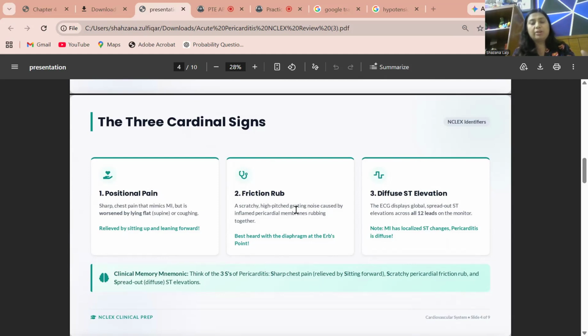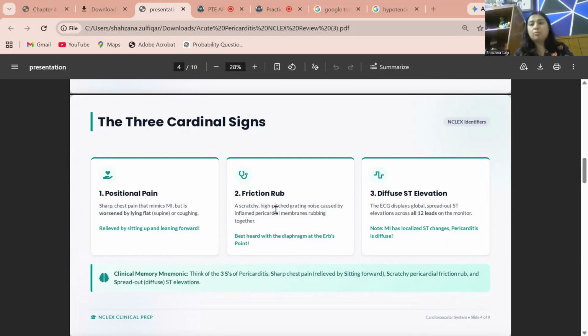The second most important sign is friction rub. When the nurse listens with the stethoscope, the main heart sound that a nurse can recognize is a friction rub, a scratchy, high-pitched grunting noise caused by the inflamed pericardial membranes rubbing together. And it is best heard at Erb's point. At Erb's point you can hear the sound of friction rub.